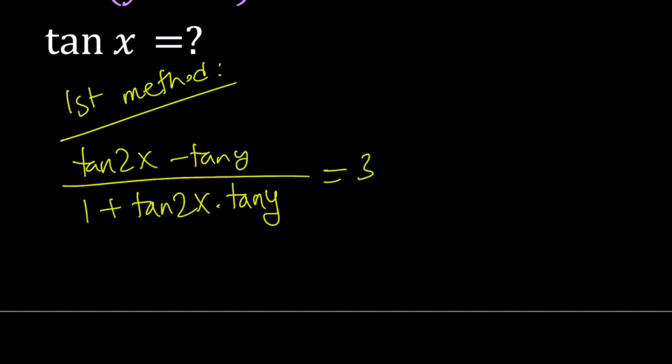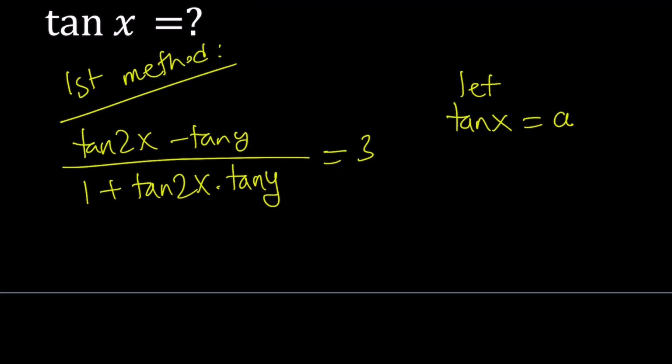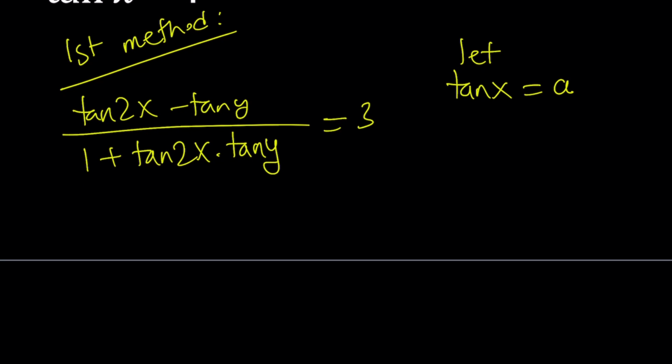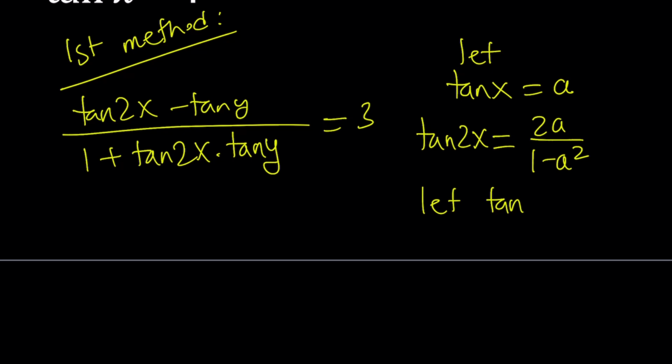Great. Now let's consider the following. We're going to be using substitution here, so let tangent x equal a, just being the value that we're looking for basically, right? So we're solving for a. And then I want to use the double angle formula for tangent, which is 2a over 1 minus a squared. Just remember that tangent 2 alpha can be written as 2 times tangent alpha divided by 1 minus tangent squared alpha. Great. And let's also use another variable for tangent y, and let's call that b.